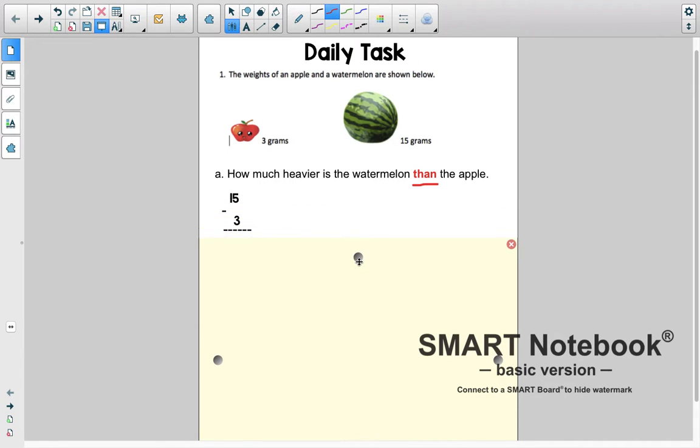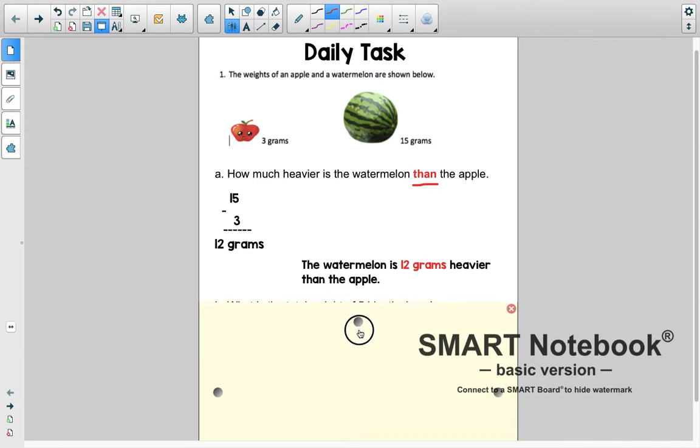And this kind of looks like one of our fluency problems that you did. It says 15 minus 3. What is 15 minus 3 going to be? It's 12 grams. And I wrote a sentence using my 12 grams, and I said the watermelon is 12 grams heavier than the apple. Usually when it's asking how much heavier something is than something smaller, it's going to be subtraction. So remember that word than helps us with the operation of addition or subtraction.